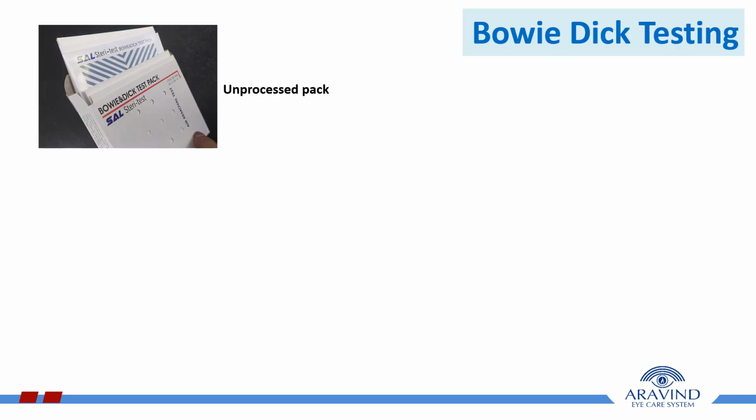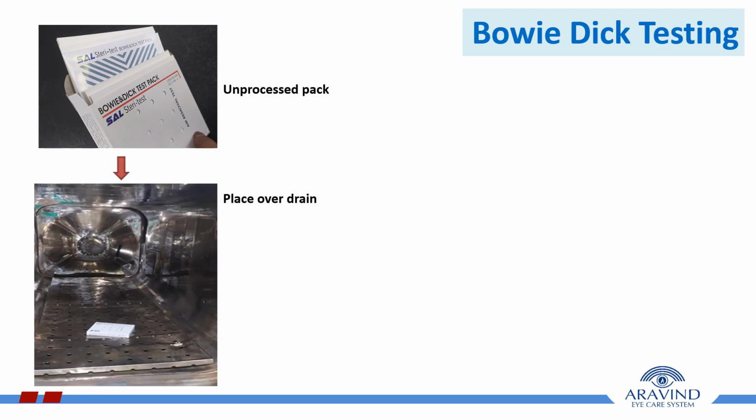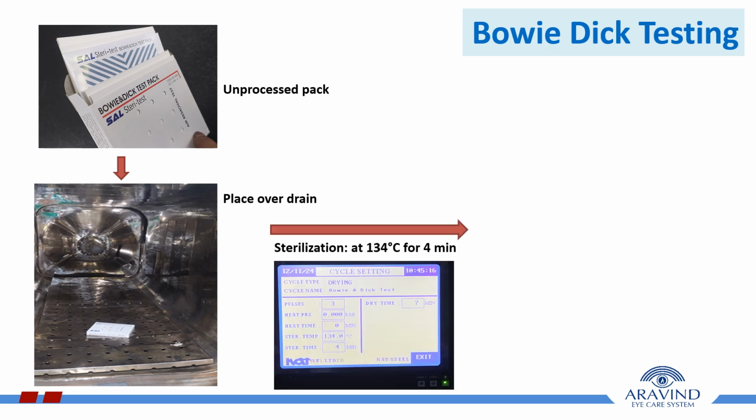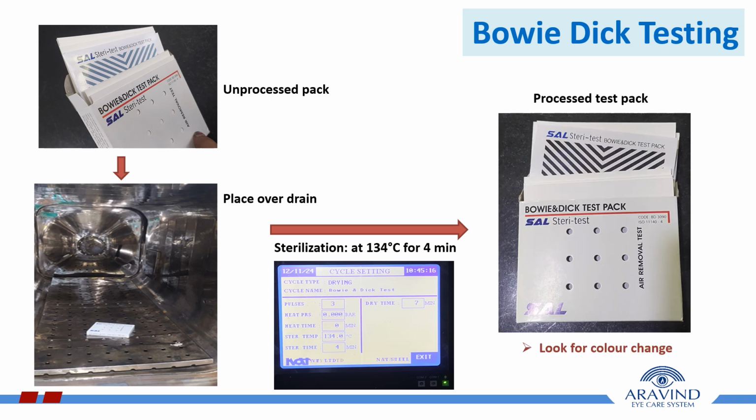In the Bowie-Dick kit, the indicator card is placed at the middle of a set of cards. The pack is placed over the chamber drain. The autoclave is operated in the Bowie-Dick setting at 134 degrees Celsius for the sterilization time of 4 minutes. When the cycle gets over, the color changing pattern is verified to check the sterilizer function.